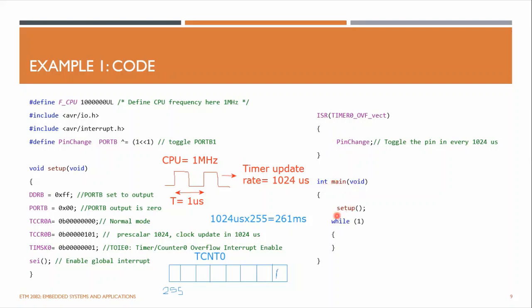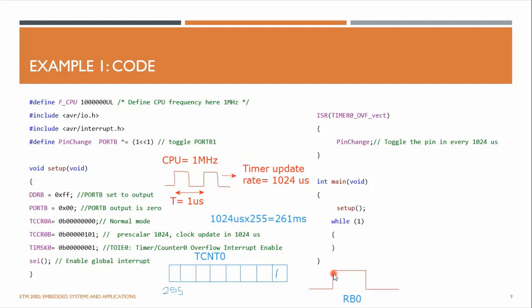Other than that, this is the main function. When the program starts, it will do this initial setup, and then it will go to the while one loop. The program will be looping on this while one loop until the timer interrupt is generated. So the timer interrupt function will be this. The RB0 pin will be like this. Initially it was 0. Once TCNT0 overflows and the interrupt is generated, the port pin state will be changed from 0 to 1.